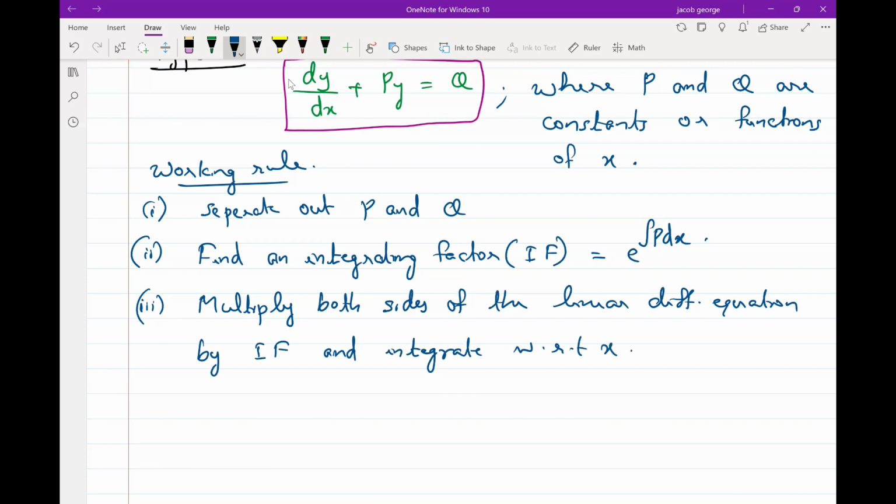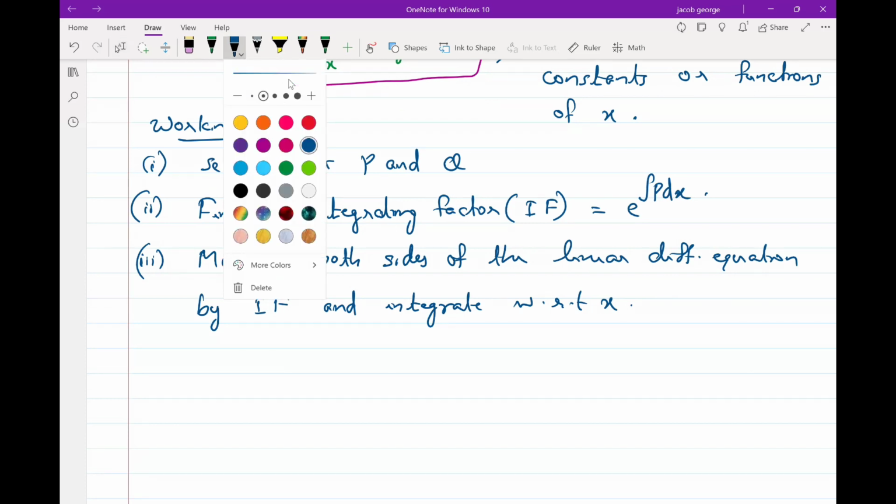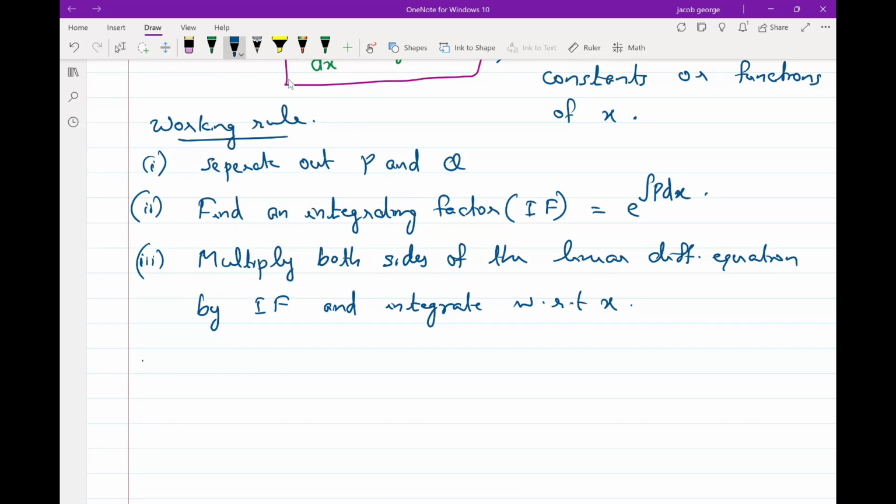Multiply both sides of the linear differential equation by the integrating factor and integrate with respect to x. But an advantage is that on the left-hand side we don't have to write the detailed multiplication step. The left-hand side solution, we can easily learn by heart. So the last step, we write the solution.